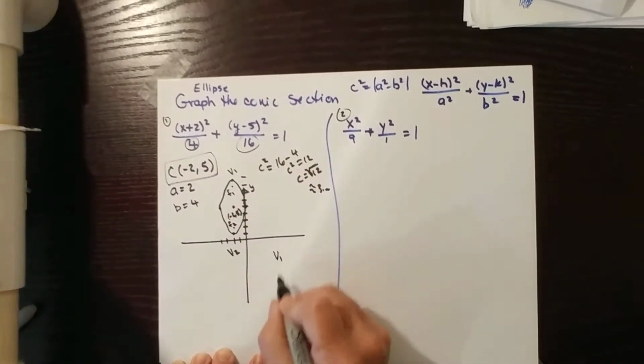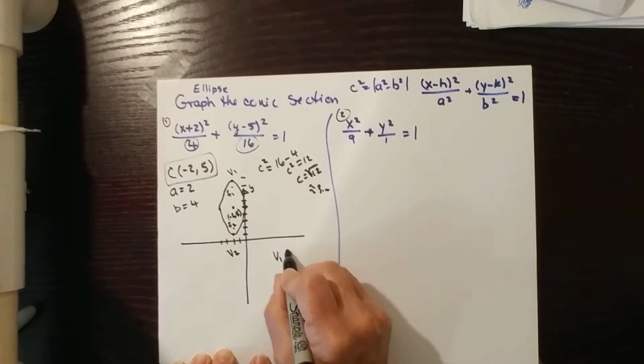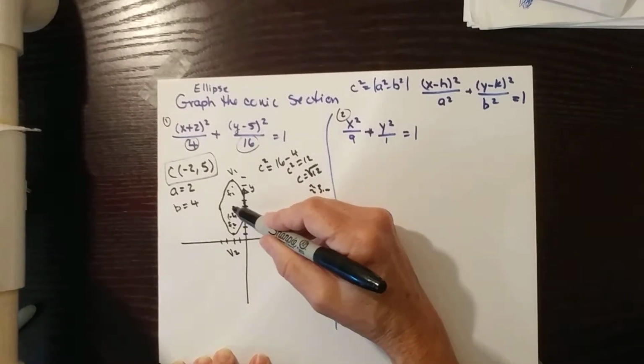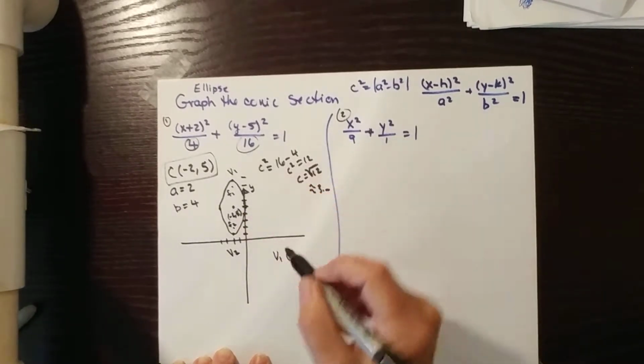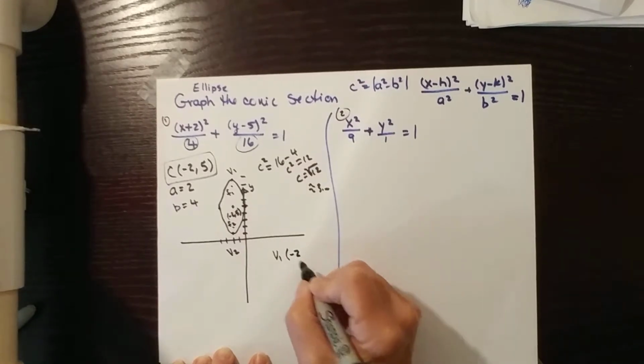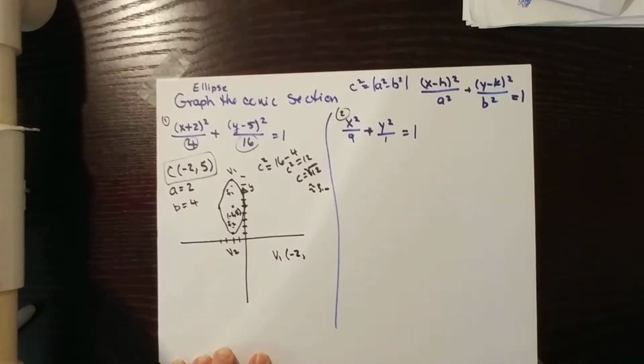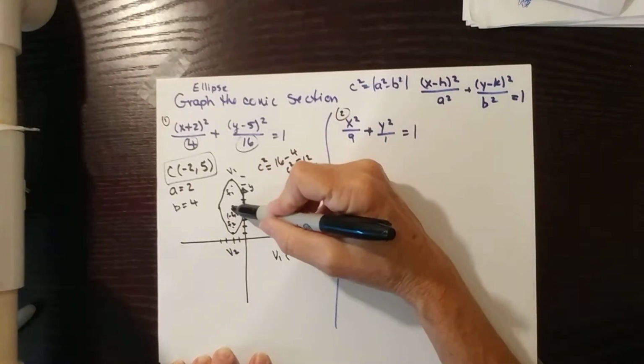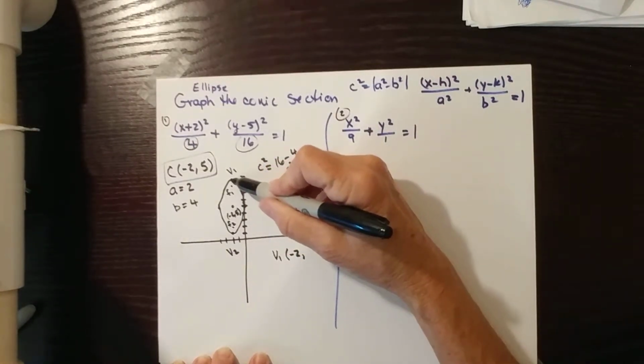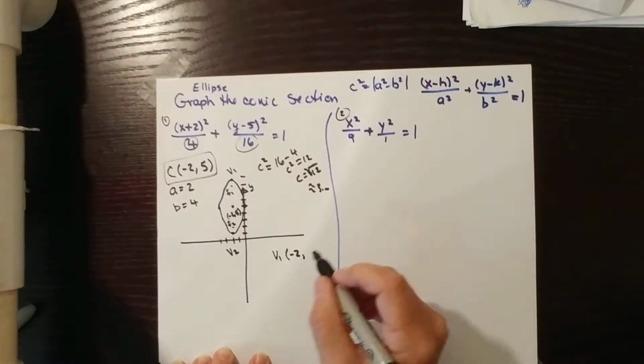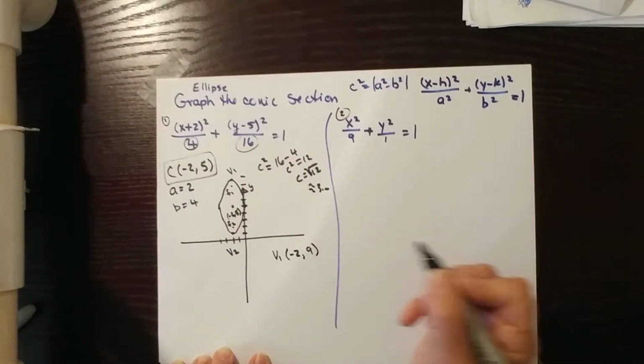Here's a vertex, V1. And so V1 is located B units up. So it will have the coordinates negative 2. Everything's in line with negative 2, but we're going to move up 4 units. So from 5, if I go up 4 units, this point right here is 5 plus 4 is 9.